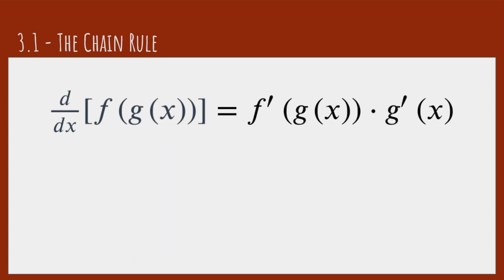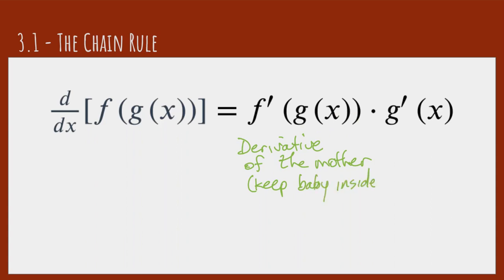I know that sounds kind of funny, but if you think of that, we have the derivative of the mother and keep the baby the same. So g of x does not change in this step. Keep baby inside. And then we multiply by the derivative of the baby. I will actually use these phrases when I'm doing the examples in the example videos, so you know what I'm talking about when I do that.